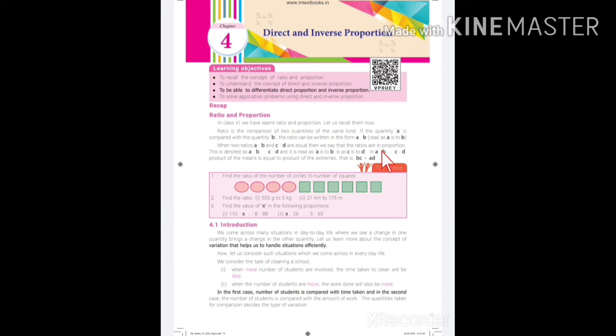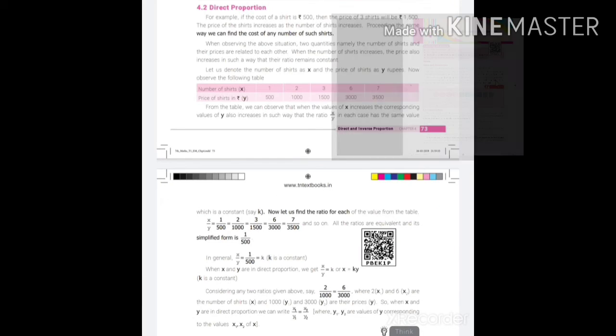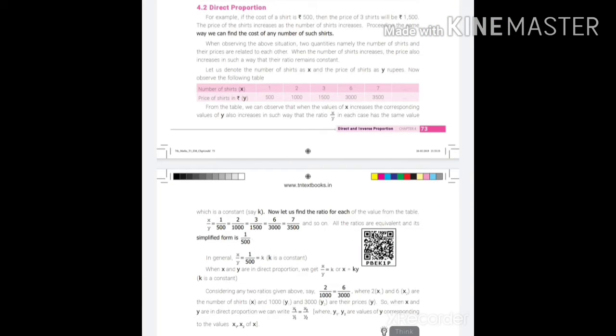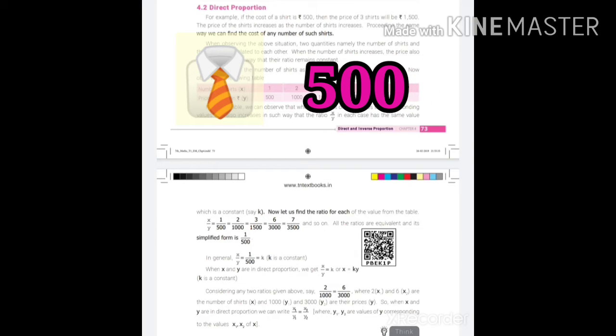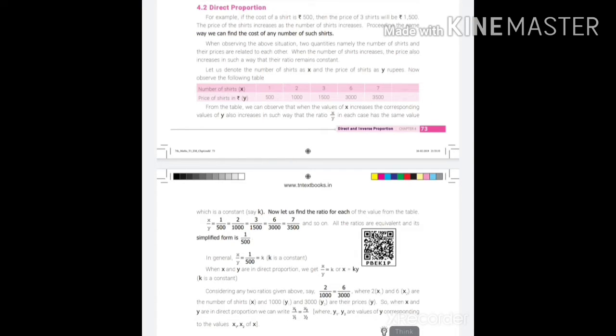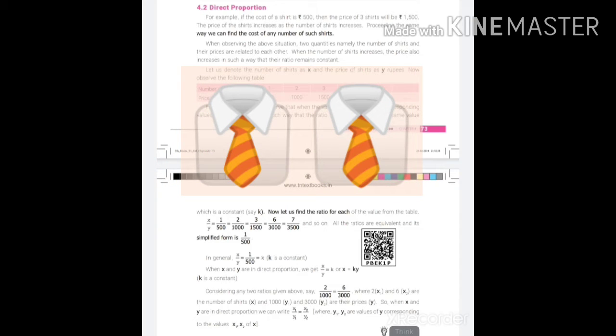Now we see the concept of direct and inverse proportion. We are going to see direct proportions. Let me take one example. If the cost of one shirt is rupees 500, then what is the cost of two shirts? The cost of two shirts is rupees 1000, isn't it?